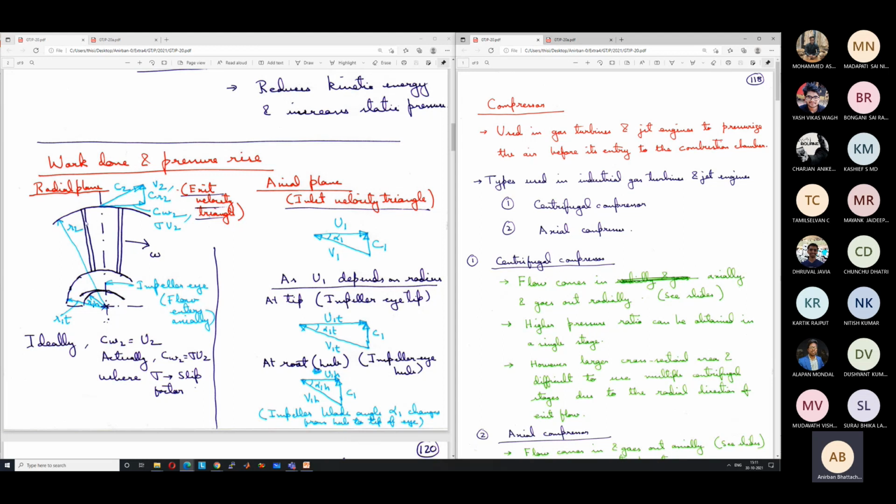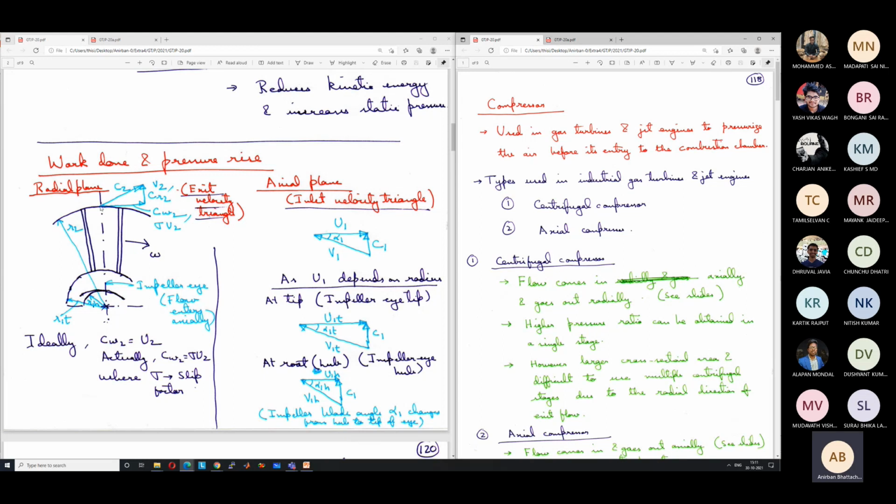The vanes need not be radial, so the vanes can bend towards the back. That is known as backward swept vanes, which we will study later. But for most cases, it is radial. So if it is radial, the velocity goes out in the radial direction, V2, which is shown here. And the blade velocity here is U2.